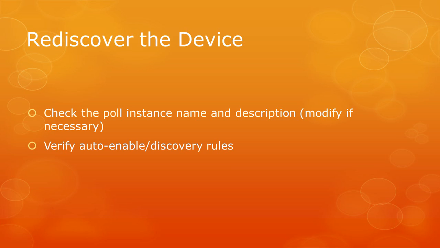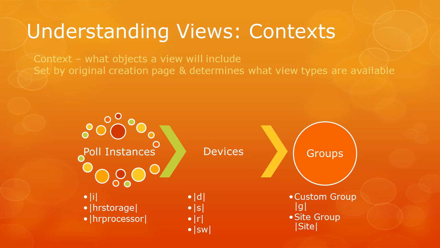You'll also want to make sure that any auto-enable rules and discovery rules actually worked the way you wanted them to. At this point, I usually pick a few poll instances on that test device and configure them for 1 minute polling so that I start getting data right away. When this whole process is done, I can set it back to the default for these poll instances.